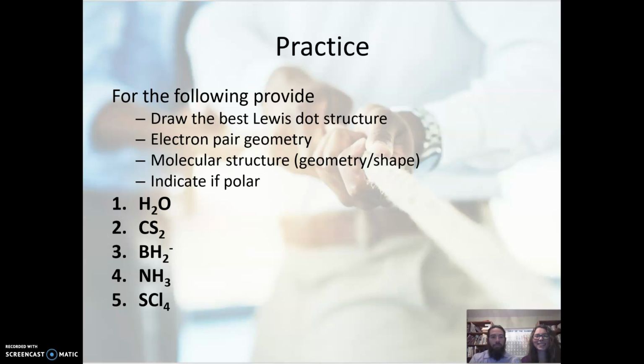Here's your practice slide. All right, so you're going to want to draw the Lewis structure for all of these. Think about the shape and then think about symmetry. Do we have a symmetrical molecule? If it's symmetrical, then it's nonpolar. If it's asymmetrical, then you're going to label it polar. So we're looking for the electron pair geometry, the molecular structure, and then whether it's polar. So we're bringing back some of that molecular geometry from our previous video. All right, so pause the video and we will give you the answers in just a second.